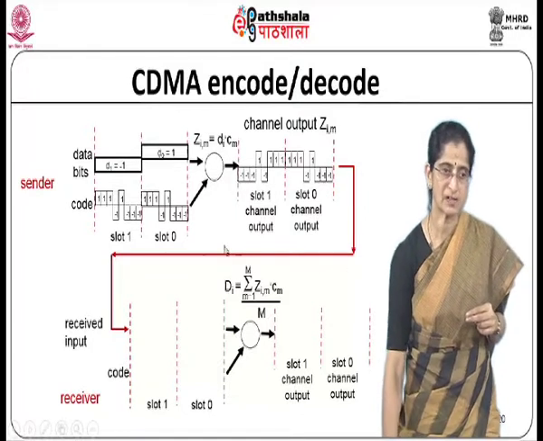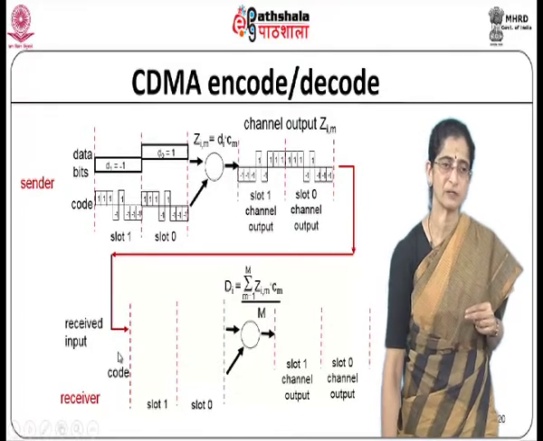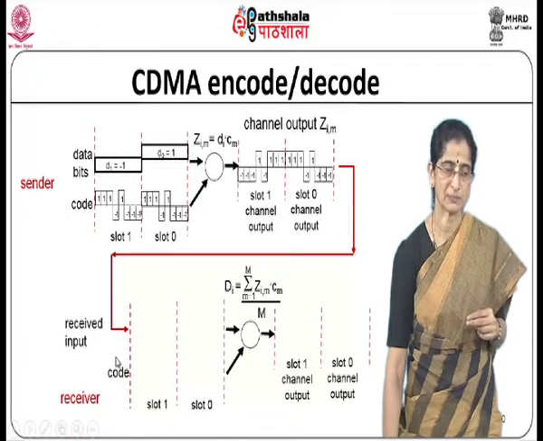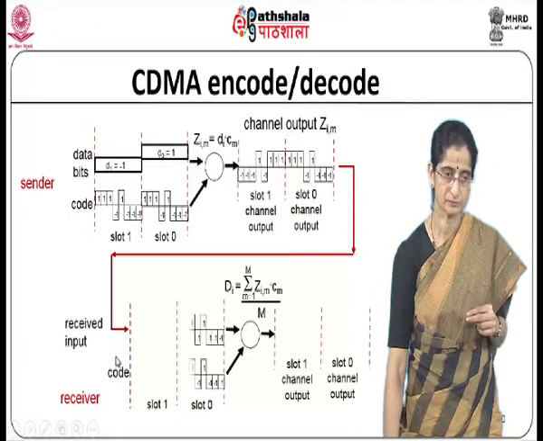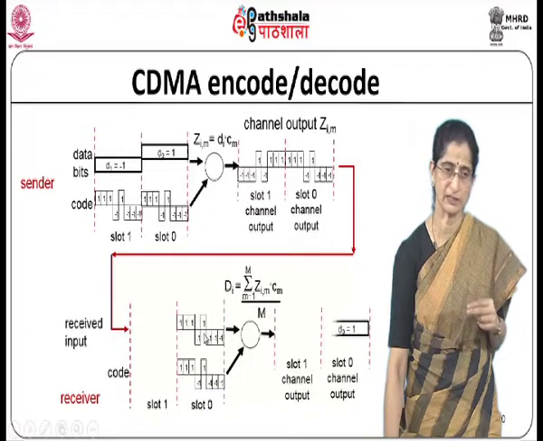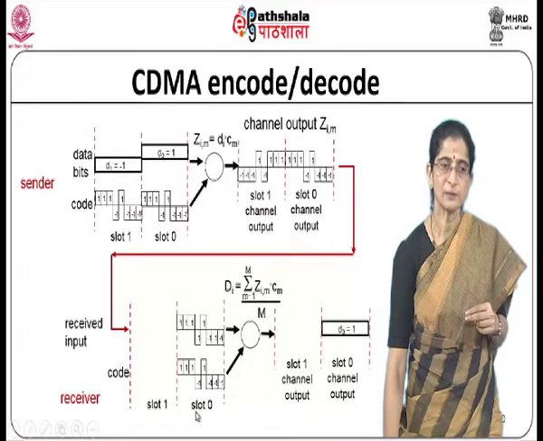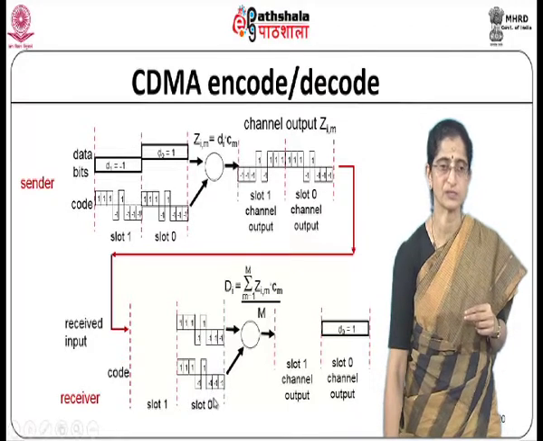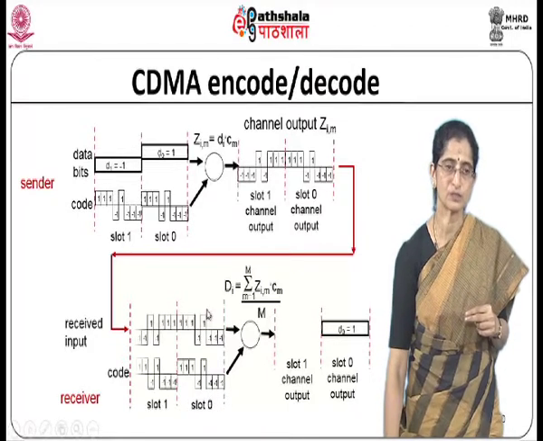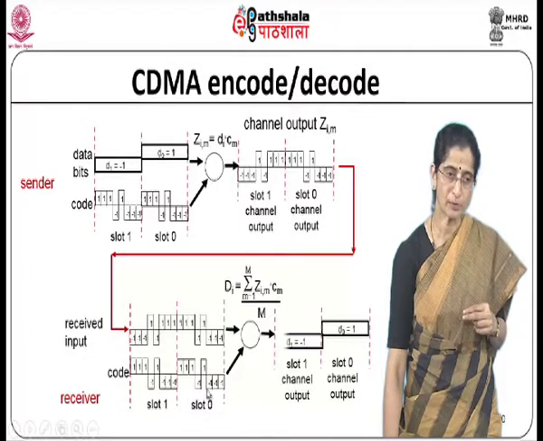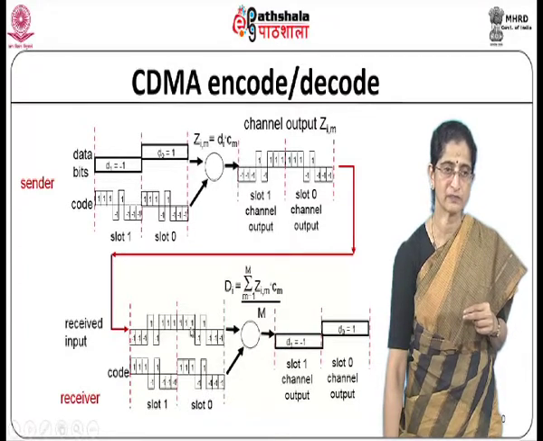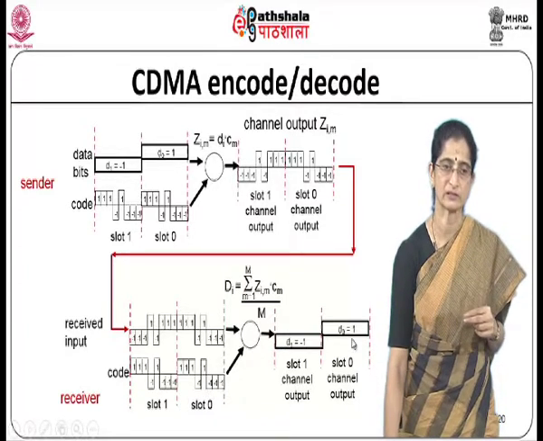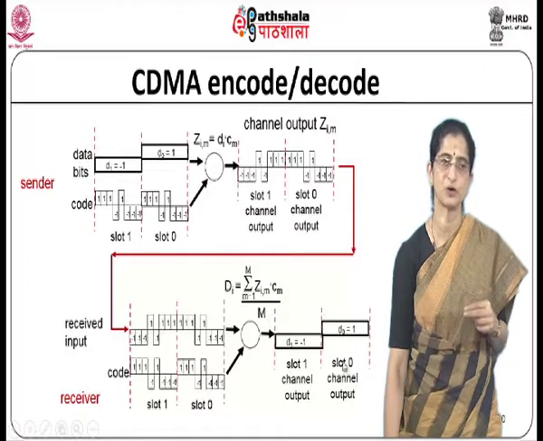Now this is transmitted and it comes to the receiver. So at the receiver, let's look at what happens. At the receiver, this particular data has come in. Now the code that I have at the receiver is this. I know that this is the code that I am looking for. So I do a dot product of this code and this code. Since all of them are identical, I will get a value of 1. So I know that my slot 0 channel output is 1.